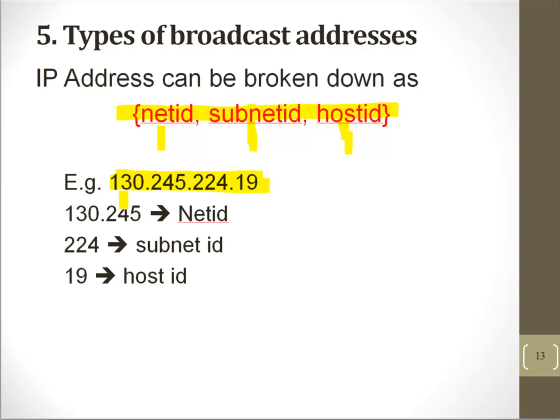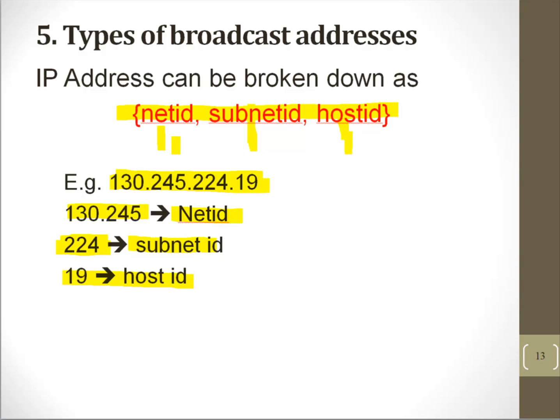I'm dividing this into 2 parts. You can see the first 2 octets, okay, the correct word is octets. So the first 2 octets, I'm going to say it is a network ID. Then the third and fourth octet, again I'm dividing into subnet. That means we borrowed some bits. In the third octet, some bits have been borrowed here. So this is going to be the subnet ID. Then the last octet is the host ID. So an IP address can be divided into 3 parts: network ID, subnet ID, and host ID.